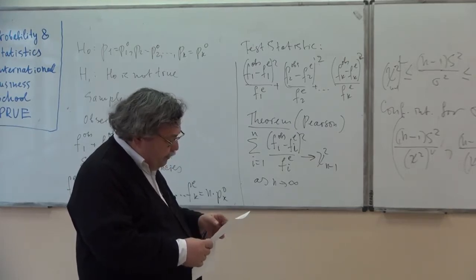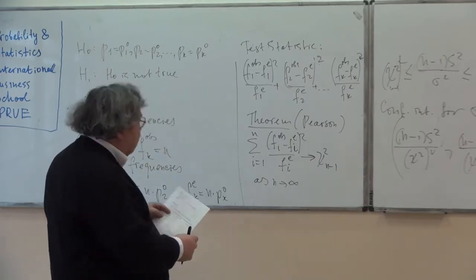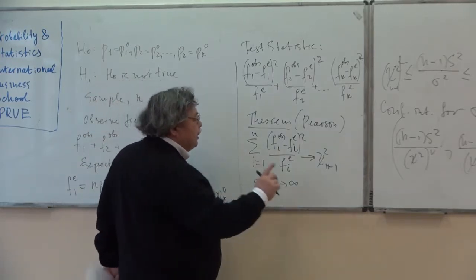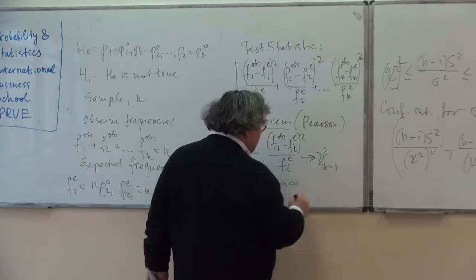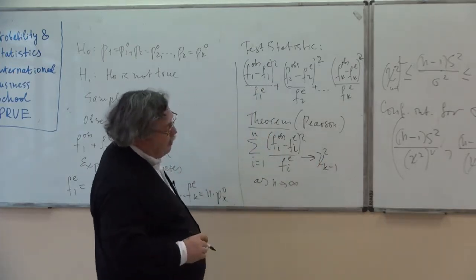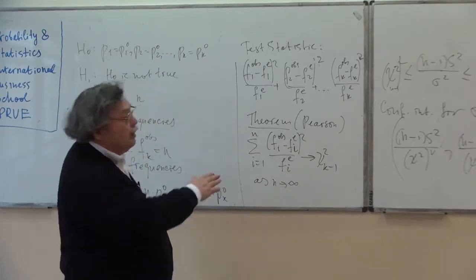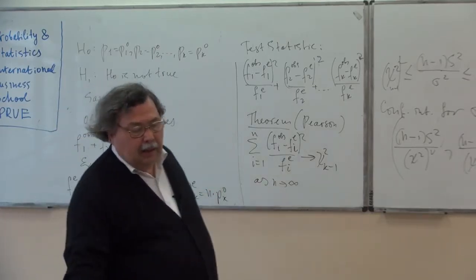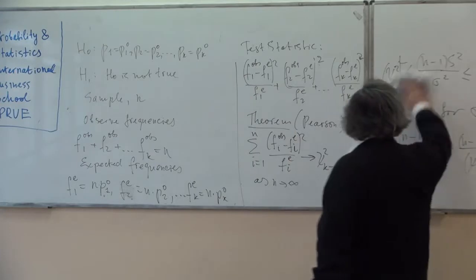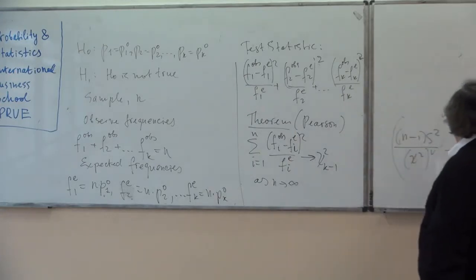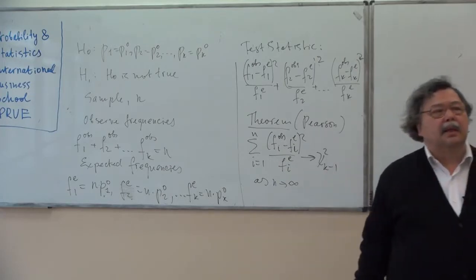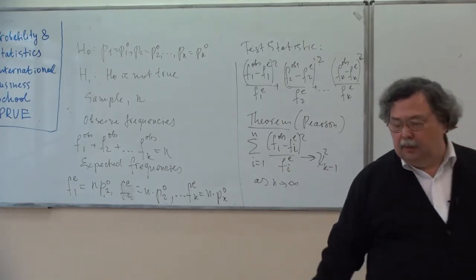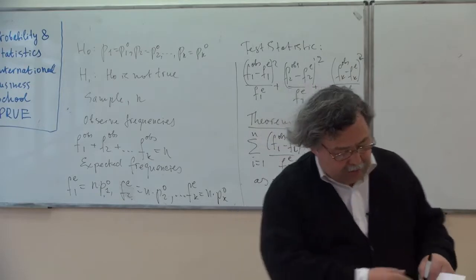Well, I'm sorry about this. This is a mistake, a very silly mistake on my part. It's k here, k minus 1 degrees of freedom. I'm really sorry about this. Okay. So what appears here is the number of categories, not the number of points in the sample.